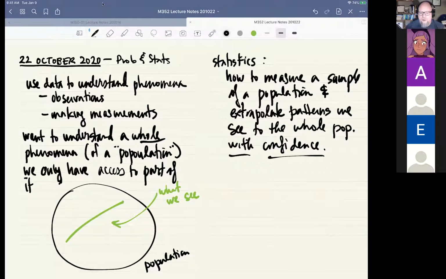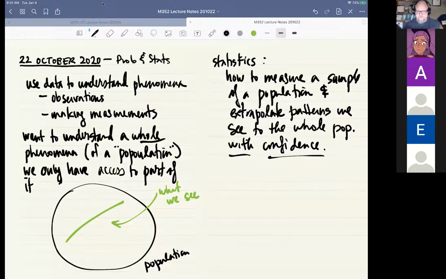All right, and so that last underlined phrase, with confidence, is an important part of statistics, right? Anybody can look at a subset of a population, see patterns there, and jump to conclusions that those patterns must be occurring in the whole population. But we can look around us today in America or in the world and see that there's lots of people that do that, and the conclusions they jump to are pretty fishy. In statistics, we want to make sure that when we make that extrapolation or make that inference, that we do so in a way that we have confidence in and that other people can have confidence in.